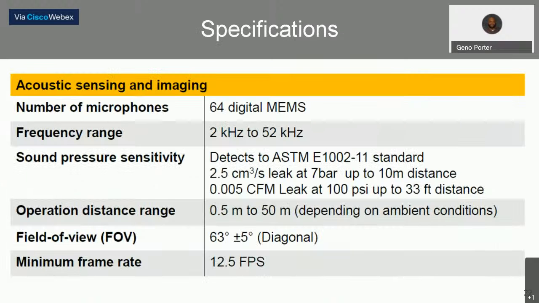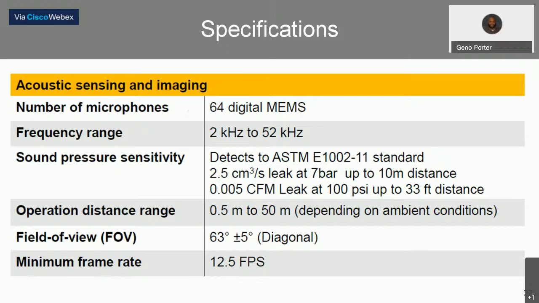So here are some general specs. Again, there are 64 microphones on the back of the device on the sonic imager. The frequency range varies from 2 kilohertz all the way up to 52 kilohertz. It might go a little bit higher, but stick with the specs here.